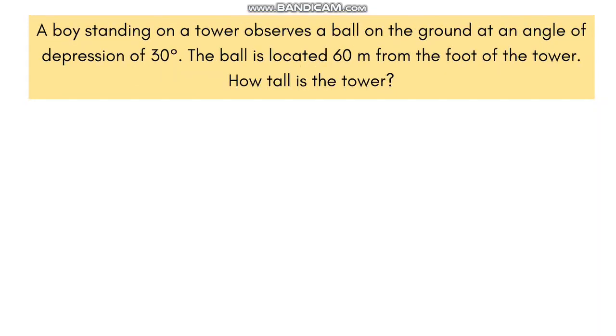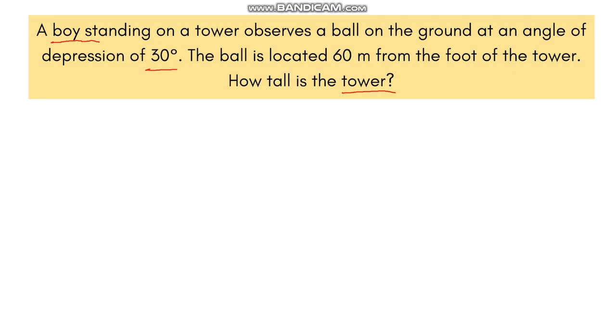So next problem: a boy standing on a tower observes a ball on the ground at an angle of depression of 30 degrees. The ball is located 60 meters from the foot of the tower. How tall is the tower? So we have a boy standing on a tower. There's the angle of depression that is 30 degrees. Then you have to identify the height of the tower.